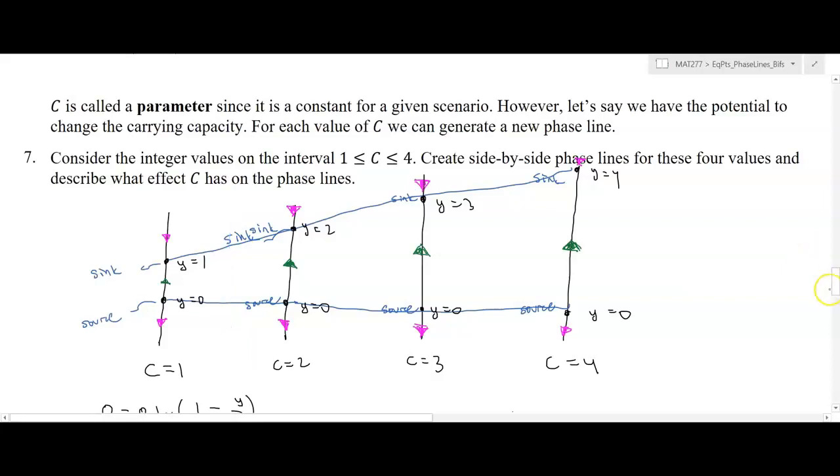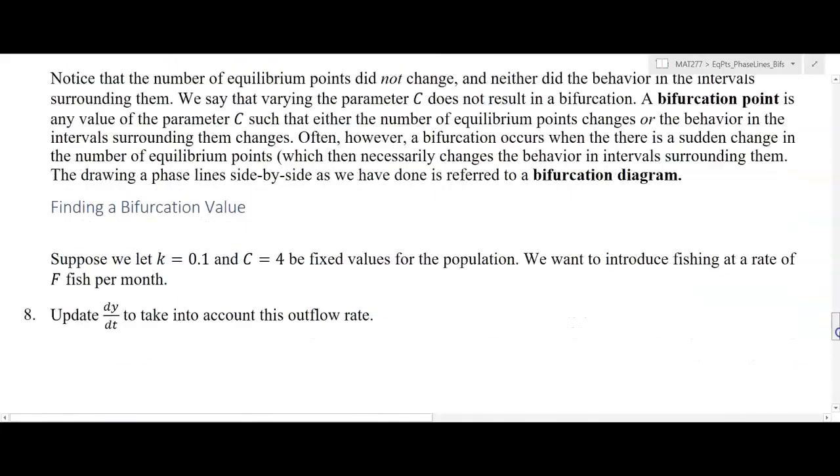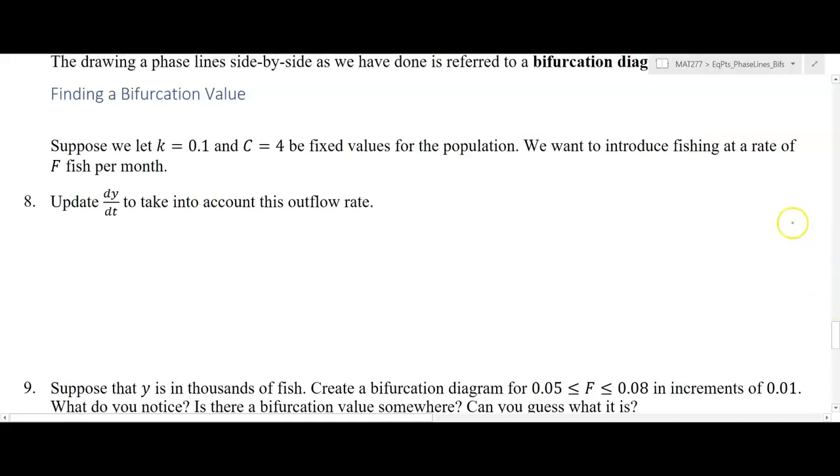Okay, let's do an analysis where we are going to experience a bifurcation. So suppose we let k equals 0.1 and c equals 4 be fixed values for the population. We want to introduce fishing at a rate of f fish per month. Update dy dt to take into account this flow rate.